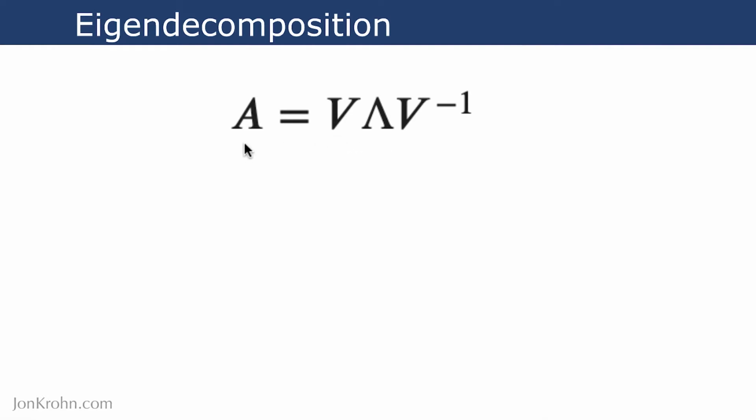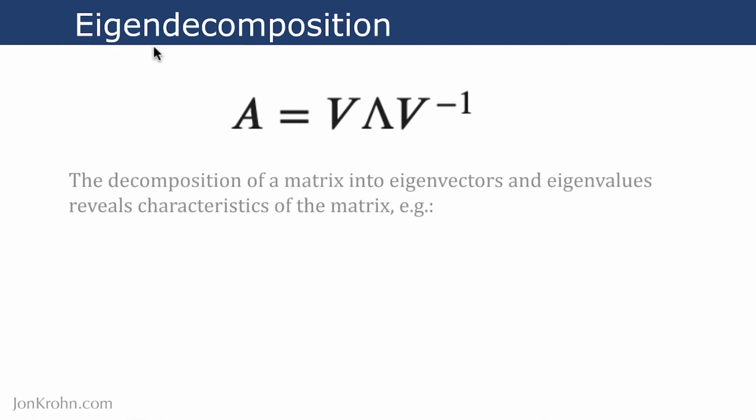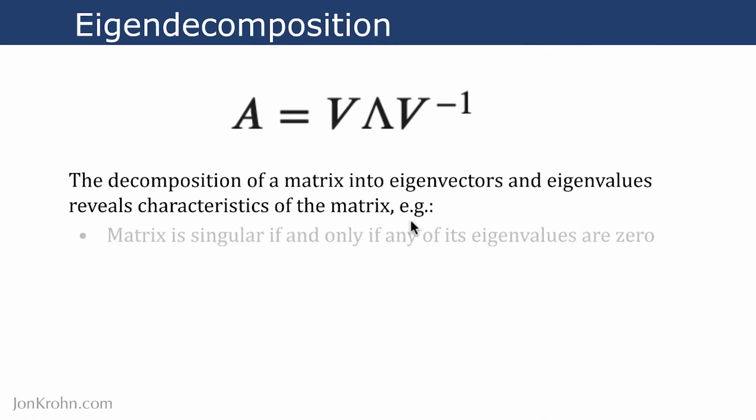Before we do that, let's talk about how an eigendecomposition comes in handy. The decomposition of a matrix into its eigenvalues and eigenvectors, which are represented in these symbols here, I promise you, reveals characteristics of the matrix. For example, the matrix is singular if and only if any of its eigenvalues are zero. We actually already discussed this concept in detail in the preceding video on determinants and eigenvalues.